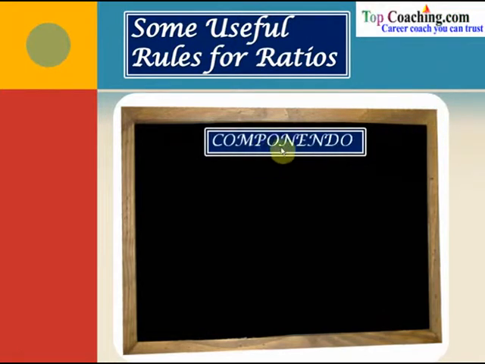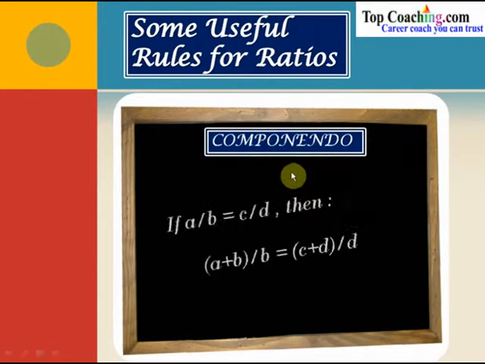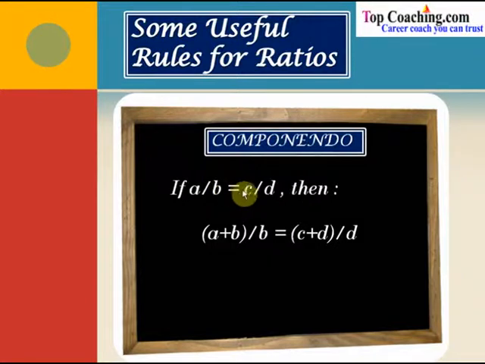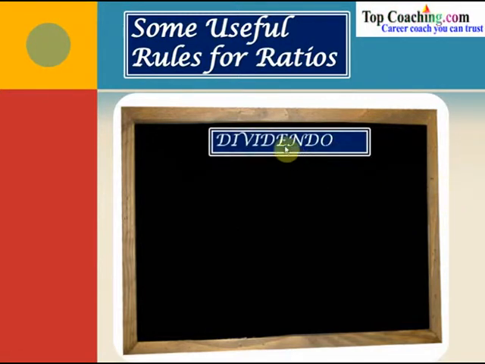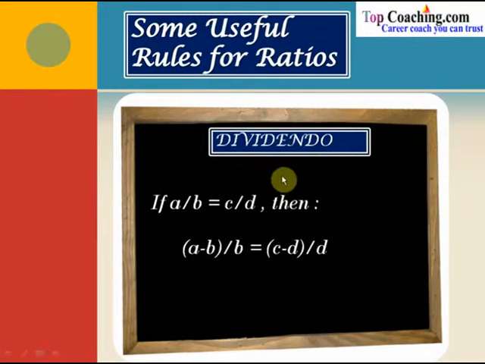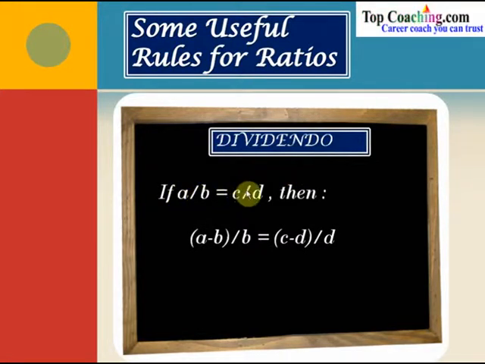The next is componendo. Now what is componendo? If A by B is equal to C by D, then if we add 1 to both the sides, this rule of ratios is known as componendo. The next is dividendo. Now what is dividendo? If A by B is equal to C by D, then A minus B divided by B is equal to C minus D divided by D. Simply add minus 1 to both sides of the equation, and this rule is dividendo.